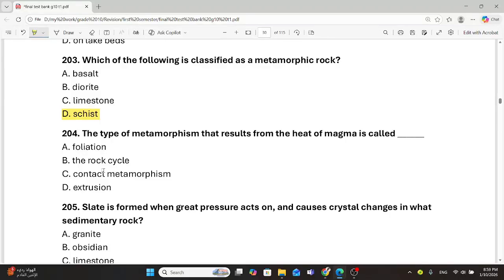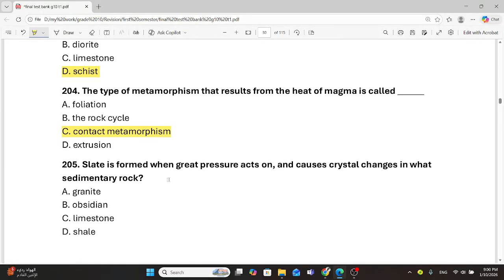طيب the type of metamorphism that results from the heat of magma is called foliation ولا the rock cycle ولا contact metamorphism. طبعا contact metamorphism بتاعت الهيت. طيب slate is formed when great pressure acts on and causes crystal changes in what sedimentary rock? طيب granite ولا obsidian ولا limestone ولا shale.